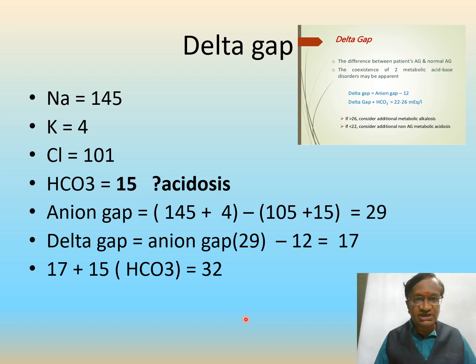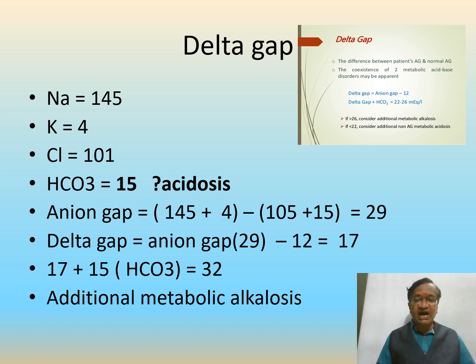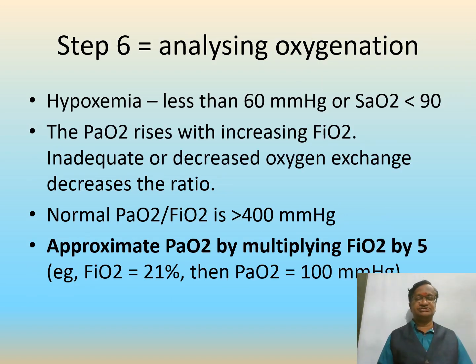There is an acidosis because bicarb is 15. There is a metabolic acidosis because bicarb is 15. There is an additional metabolic alkalosis because your delta gap plus bicarb is more than 26. Additional metabolic alkalosis.